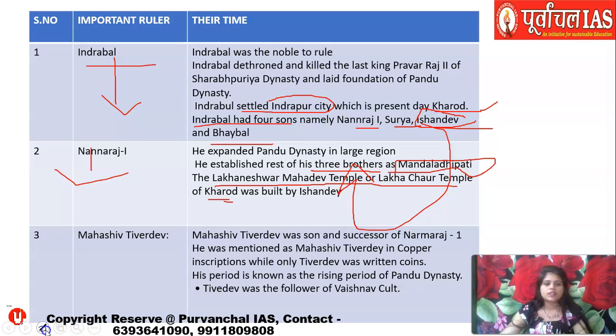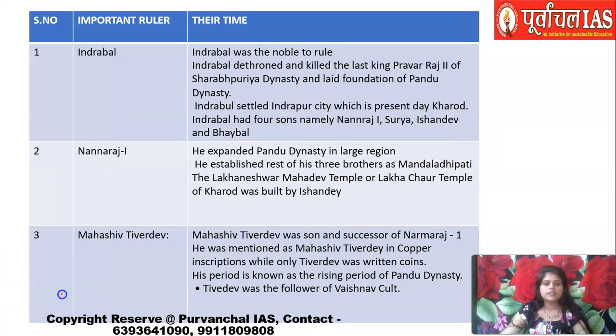Then came another ruler, that is Mahashiv Tivardev, very important one. He was the son and successor of this Nanraj 1. He succeeded the throne after him, and about him it is mentioned in the copper inscription. And in those copper inscriptions, only Tivardev is written in the coins, not this Mahashiv. The name written is Tivardev in the copper coins found of this particular era.